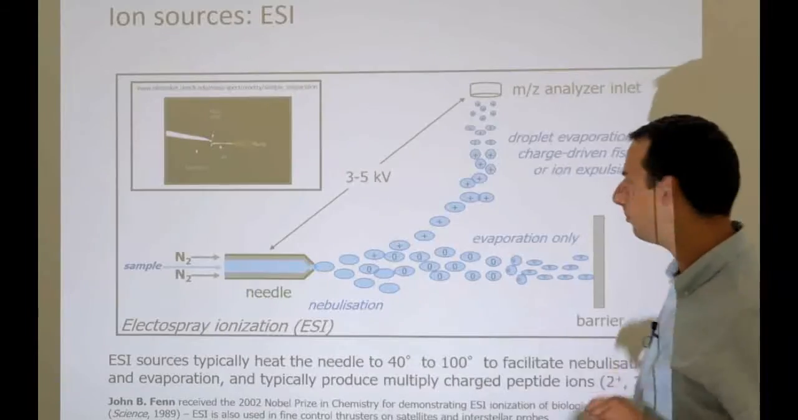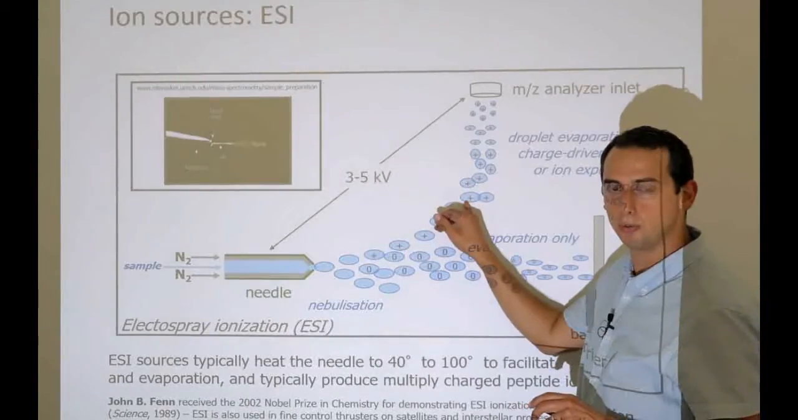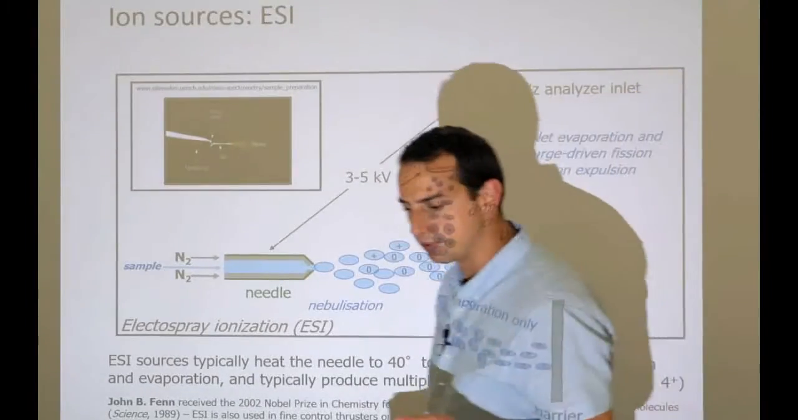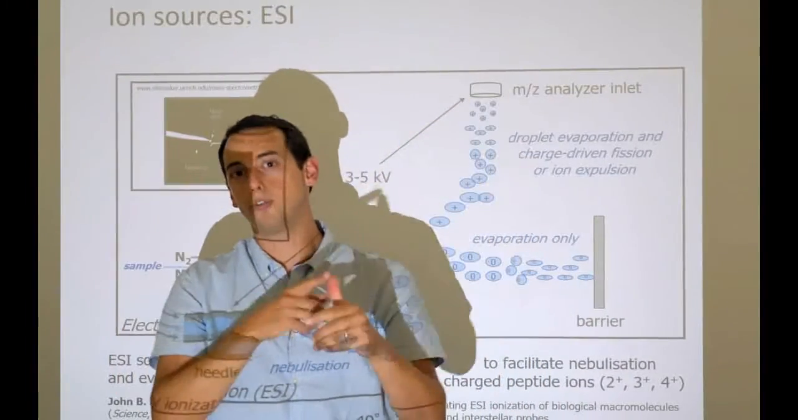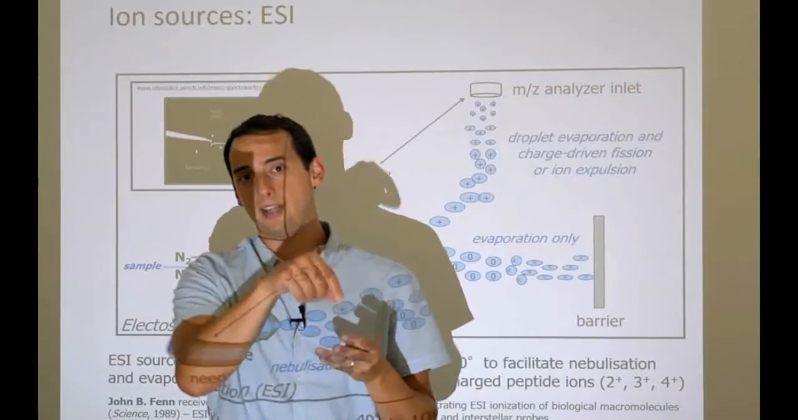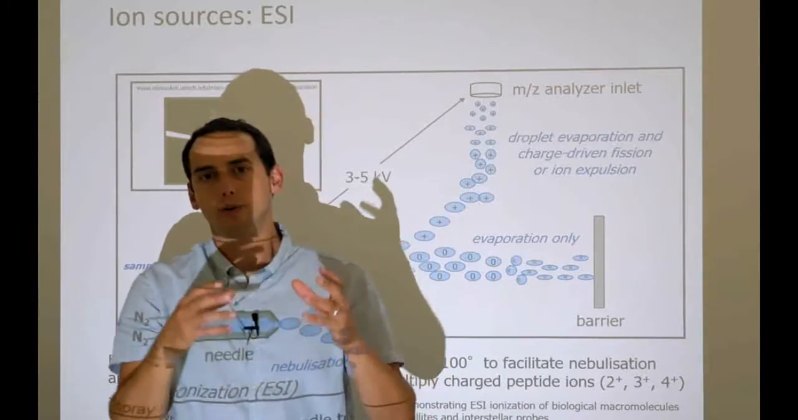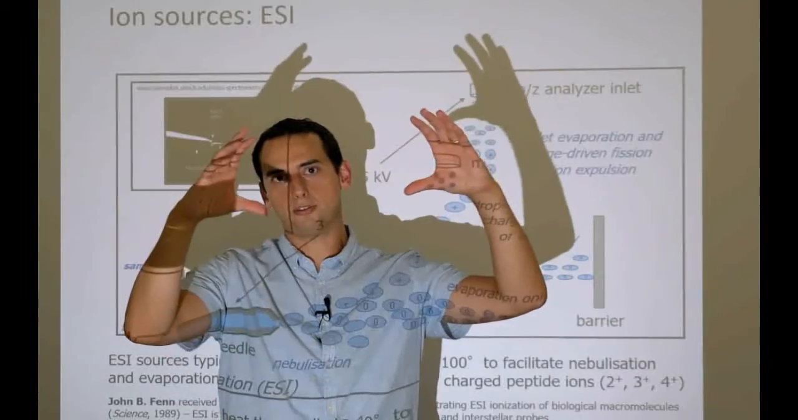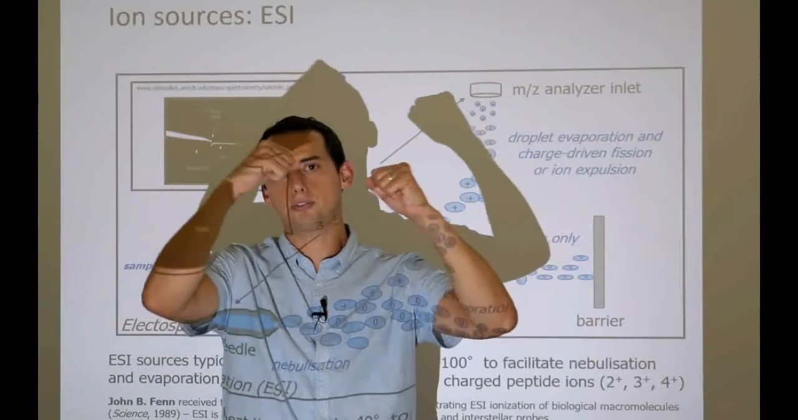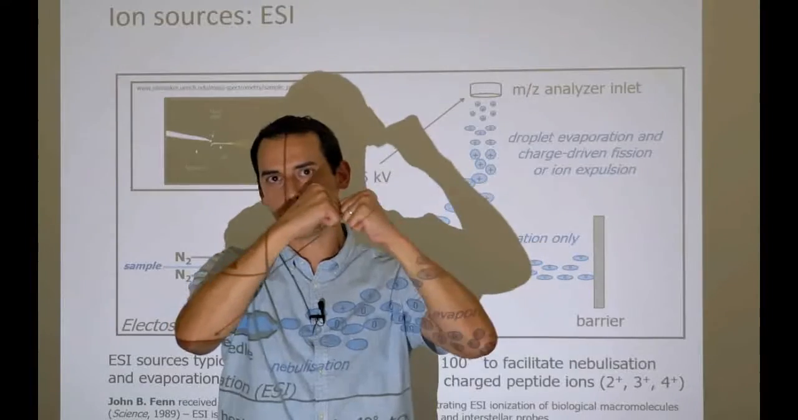Now let's look in detail what happens. Evaporation applies to these droplets too. But something funny happens. When you have a droplet and you're evaporating the solvent, so the water and the acetonitrile, the peptides stay behind. They don't evaporate. So in fact, if you have two or three positively charged peptides in this droplet and this droplet keeps shrinking, you're going to start to push like charges together.